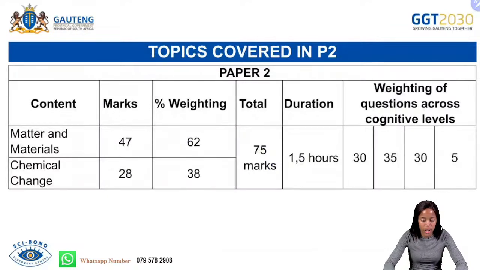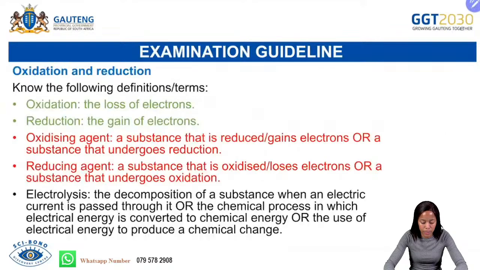Okay, topics to be covered in paper 2 will be under the content of matter and materials, which has 47 marks and has a percentage weighting of 62. And we also have chemical change, which consists of 28 marks and a percentage weighting of 38 there.